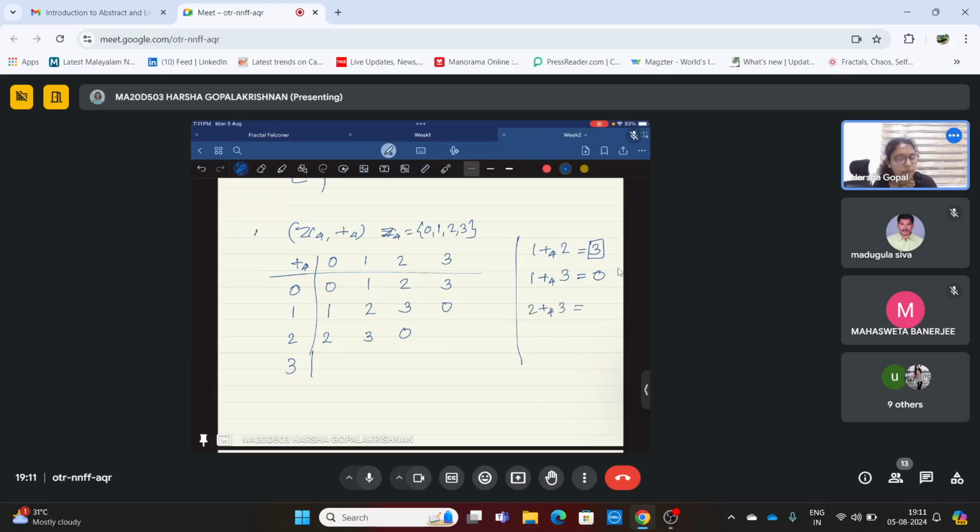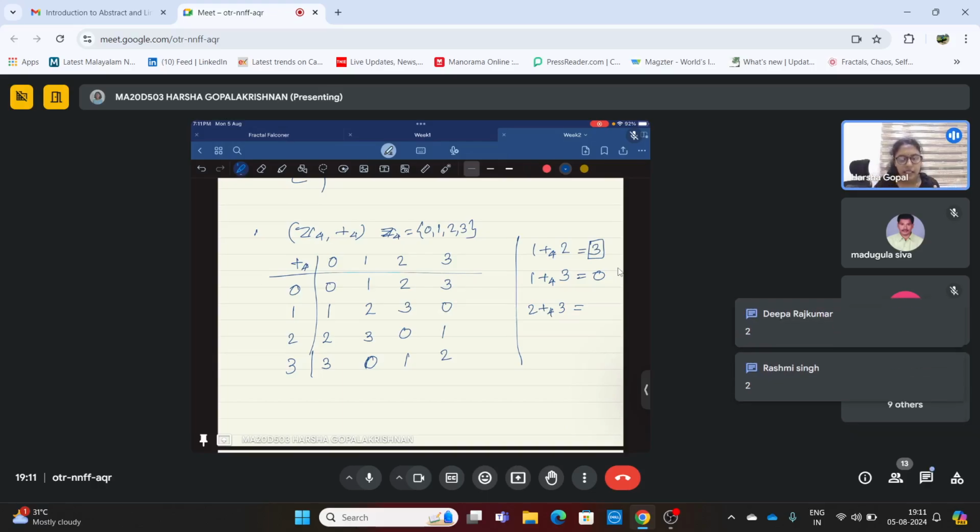Plus 3? 1. Yeah, very good. Because 2 plus 3 is 5. 5, if we are dividing with 4, the remainder is 1. So in the same way, 3 plus 0 is 3. 3 plus 1 is 4. Sorry, 4 means 0. And 3 plus 2... 3 plus 3. 3 plus 3? 2. Yeah, 2. 3 plus 3 means 6. So yeah, very good. While taking the modulo 4, we will get 2.